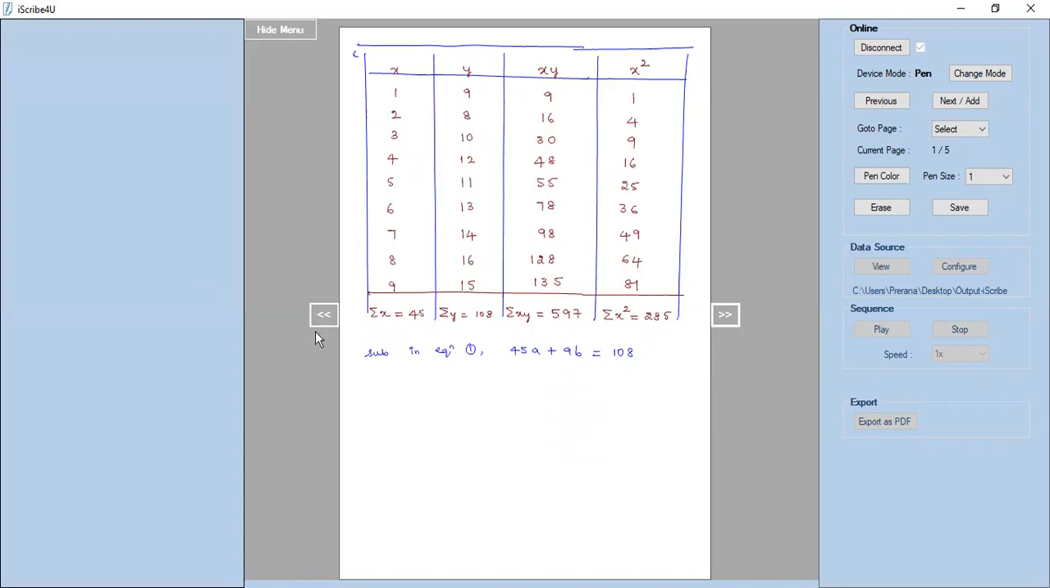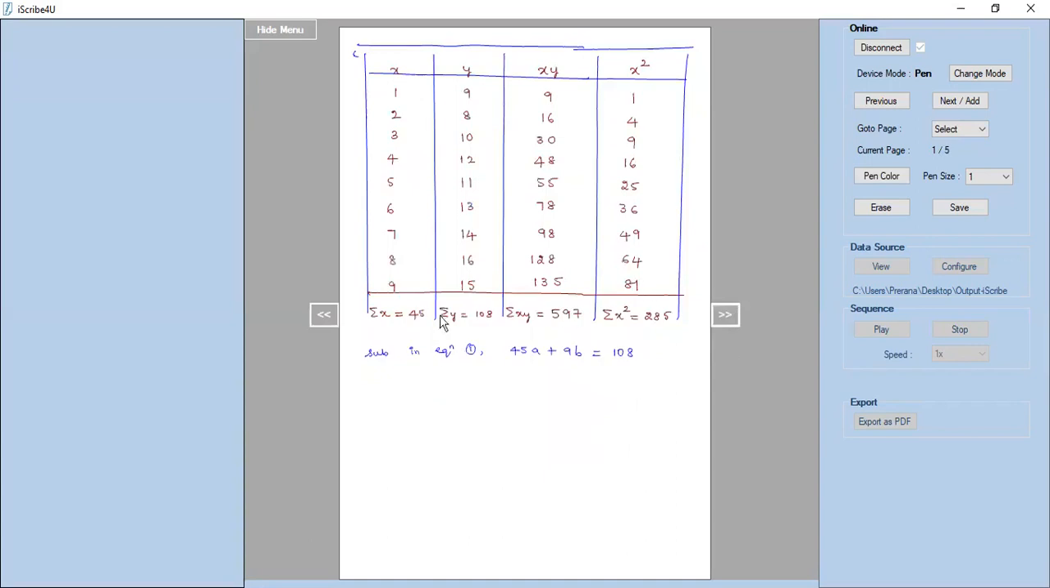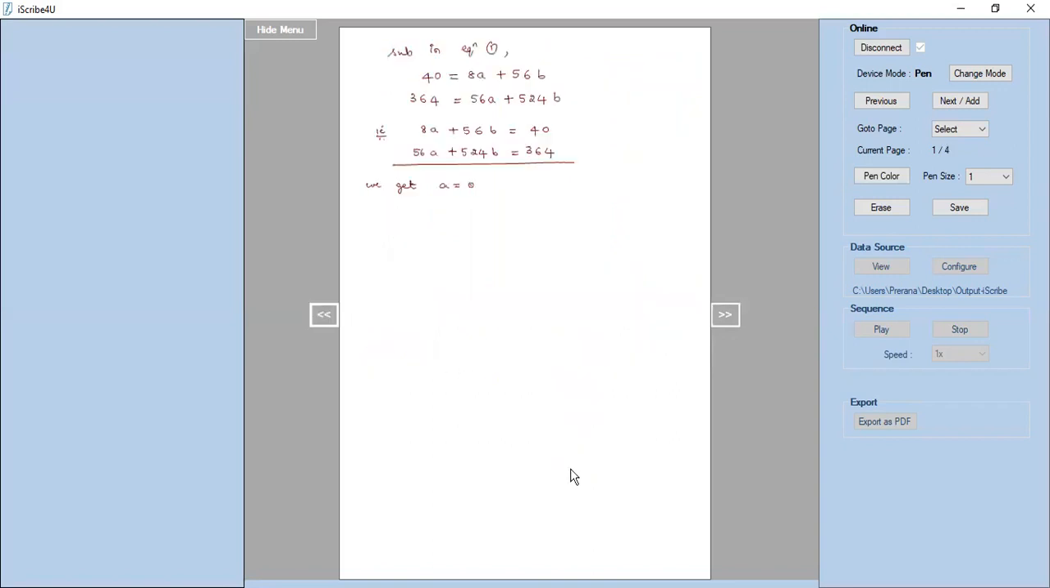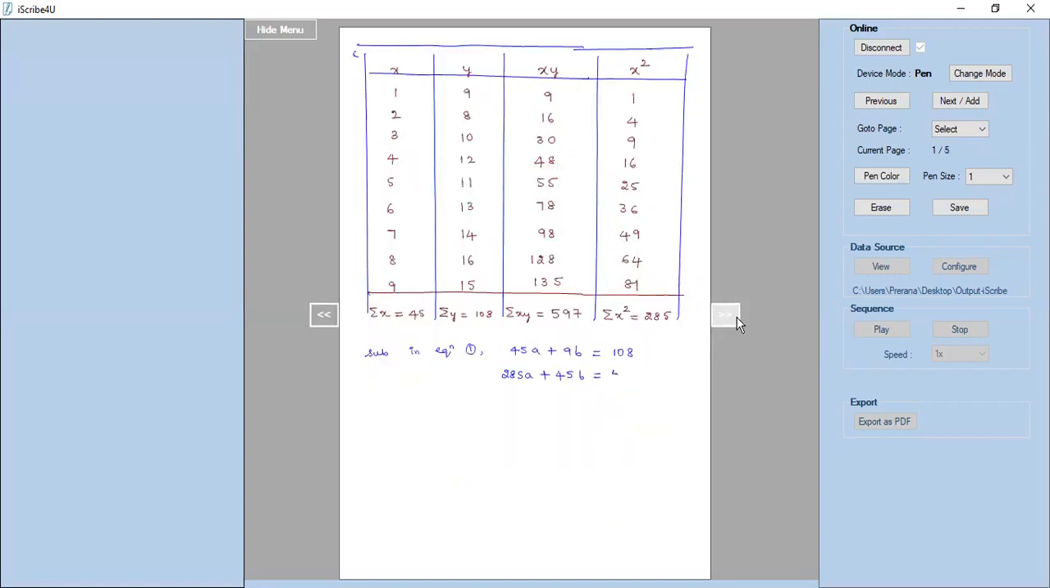Now what is the next equation? Summation x square A plus summation x into B. Summation x square is 285. So 285A plus 45B is equal to summation x into y in the right hand side. Summation x into y is 597.